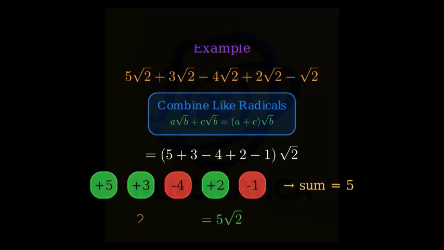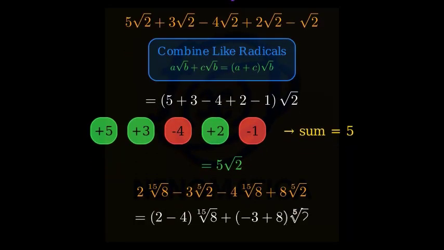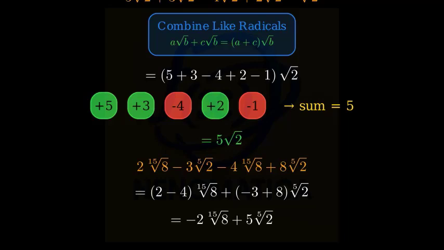Second expression, 2 15th root of 8 minus 3 5th root of 2 minus 4 15th root of 8 plus 8 5th root of 2. Group like radicals. This equals (2 minus 4) times the 15th root of 8 plus (-3 plus 8) times the 5th root of 2. That simplifies to -2 15th root of 8 plus 5 5th root of 2.